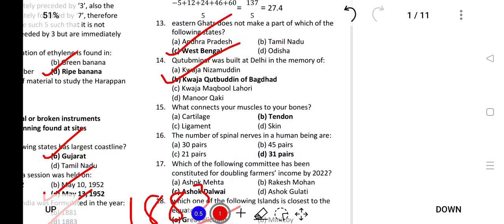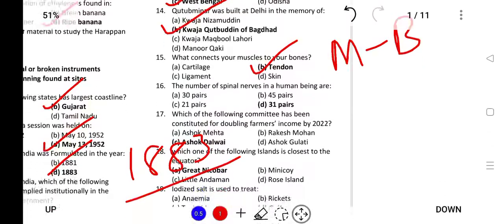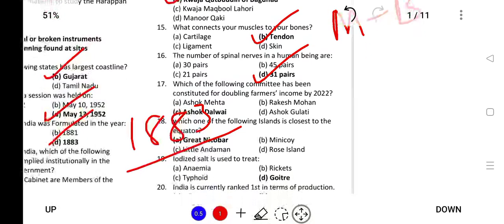Next, what connects a muscle to the bone? So muscle to the bone, what connects them is the tendon. So next question number 16, the number of spinal nerves in a human being. So spinal nerves are 31 pairs.